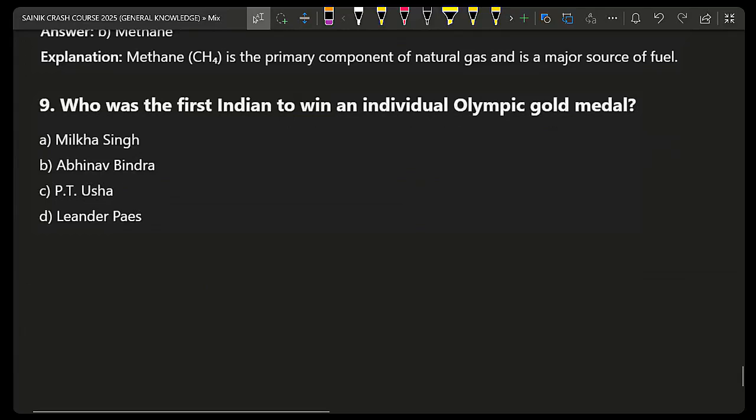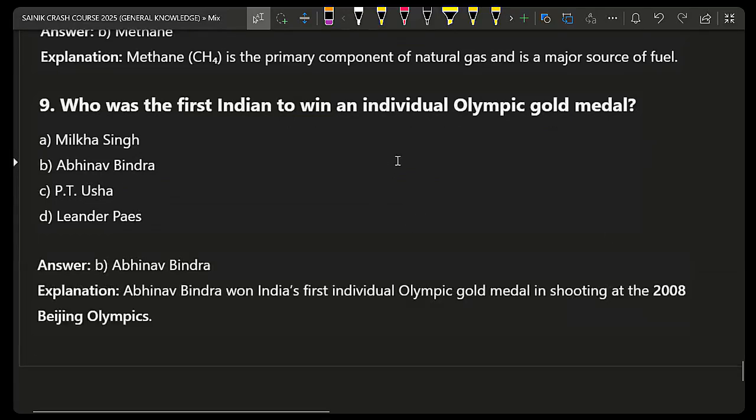Five seconds. And poll completed. No votes received for Leander Paes. 4 votes for Milkha Singh, wrong answer. And 10 votes for PT Usha. Maximum number of votes for PT Usha, but it is wrong answer. 8 votes are for Abhinav Bindra, the correct answer. Abhinav Bindra won India's first individual Olympic gold medal in shooting at the 2008 Beijing Olympics. Almost 17 years back. Next question.